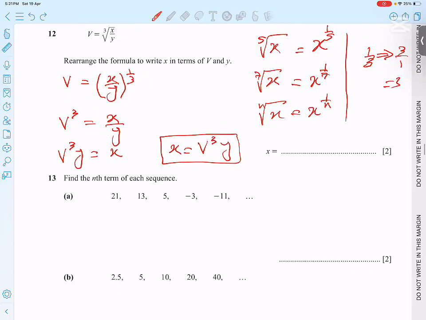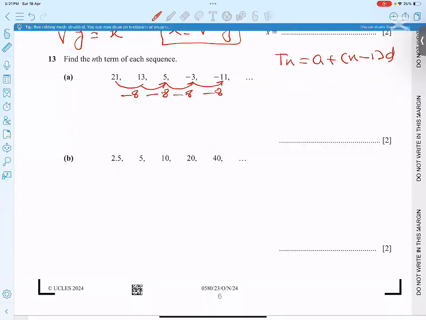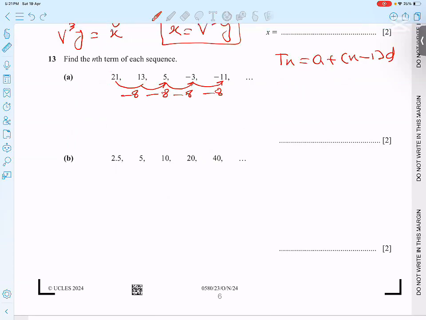Let's talk about the next question, student. Nth term, just check it. What is this? Second term minus first term, 5 minus 13, I got -8. Basically, if I add -8 to each term, I get the next term. So this is called arithmetic progression. The formula is Tn equals A plus n minus 1 into D. So what is the first term? 21 goes in the place of A. All right, done. And keep as it is.